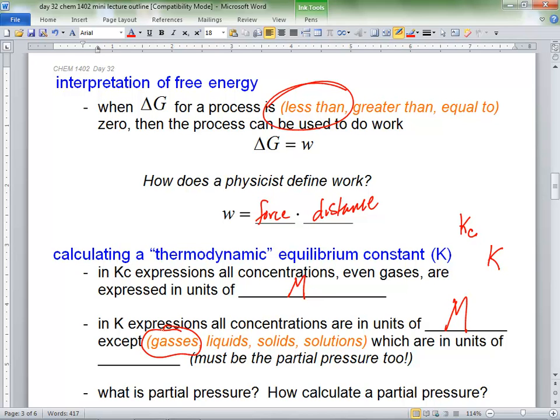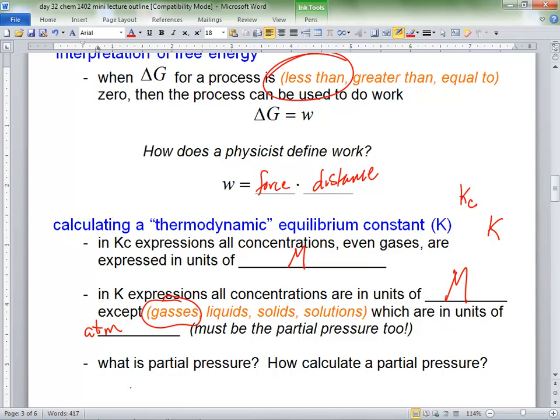You use the partial pressure of that gas, and in what units? Someone said ATM, atmospheres. You have several to pick from. Atmospheres, millimeters of mercury, pascals, but atmospheres. Fine. You have to follow their convention, otherwise you can't use their numbers when you Google them and stuff. So, atmospheres has to be the units for the gas. Now, what is partial pressure? Do you remember?